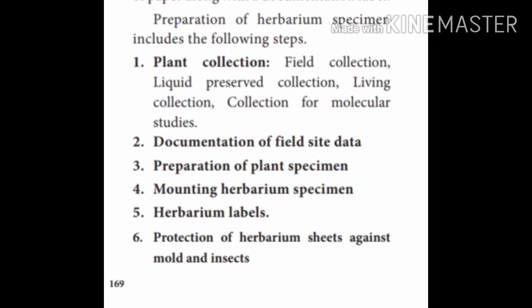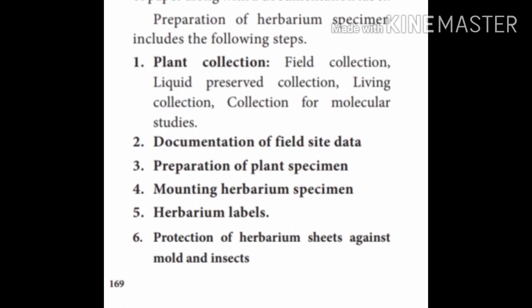Once it is done, you have to label it. You have to give the binomial name if you know it, or else the various details as from where you found it, which place, near which hills, and what is the height of it, what is the color of the flower. All details you have to label over there, and collected by whom.